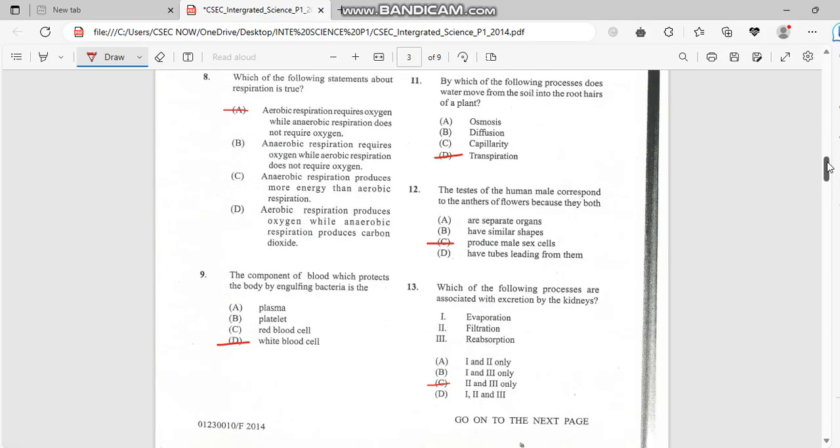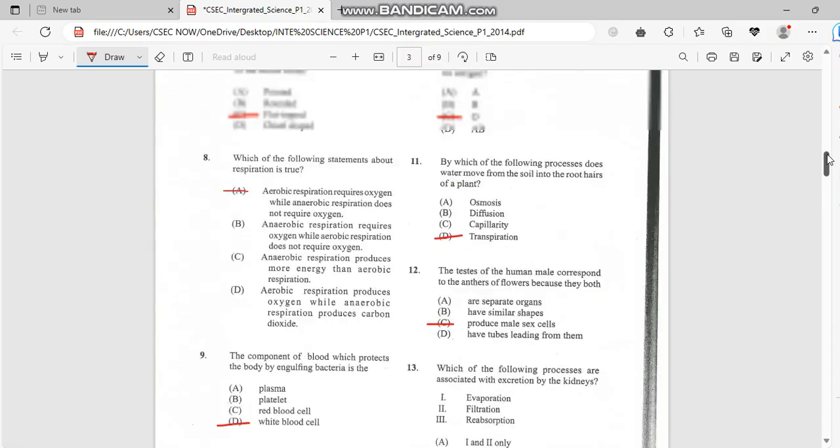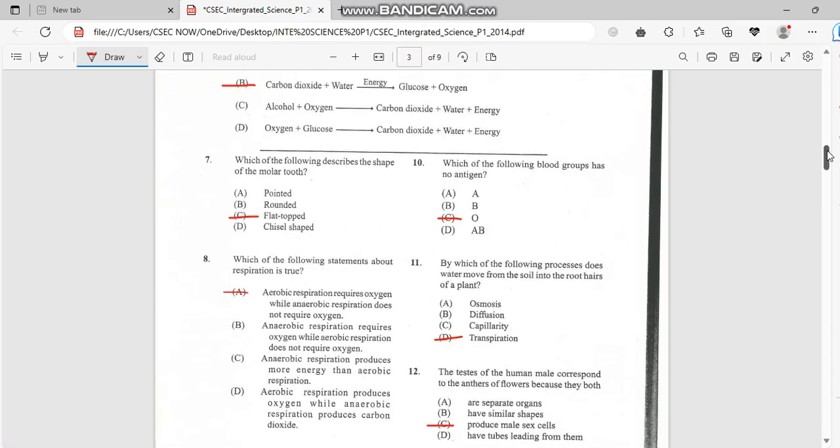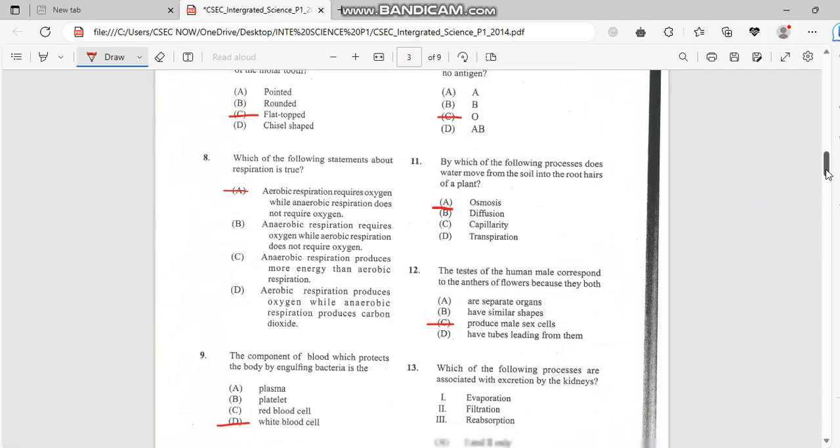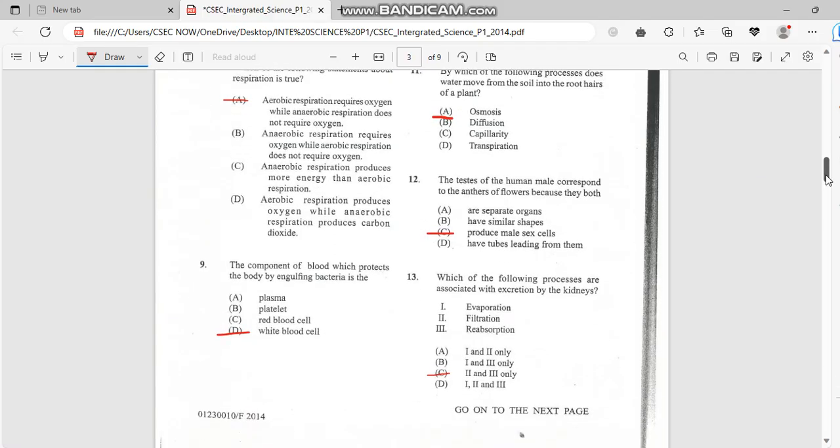Number 9. The component of blood which protects the body by engulfing bacteria is the white blood cell. Number 10. Which of the following blood groups has no antigen and is type O? Number 11. By which of the following processes does water move from the soil into the roots of a plant? No, this is not transpiration. This is osmosis. Alright guys, so it has to do with osmosis, moving from the soil to the plant. So it's osmosis, guys.